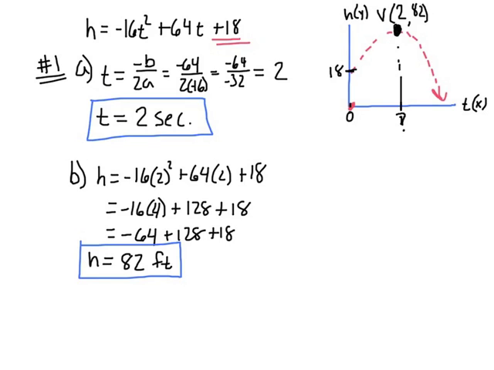All right? Now for part C, they ask us at what time does the ball hit the ground? So at what time does the ball hit the ground? The ball hits the ground over here. And what's the height of the ball when it's sitting on the ground? 0. So we know that our height is 0, otherwise known as the x-axis. So we're going to plug 0 in for h.